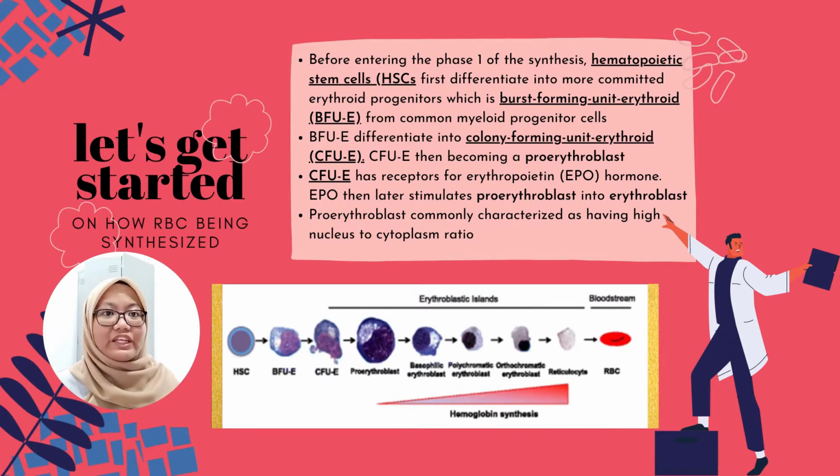CFU-E has a receptor for EPO, the hormone the kidney produces. EPO then later stimulates proerythroblast into erythroblast. So a common characteristic of proerythroblast is it has a high nucleus to cytoplasm ratio, which means the size of the nucleus is much bigger compared to the cytoplasm.